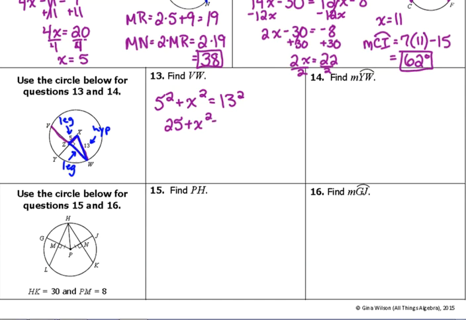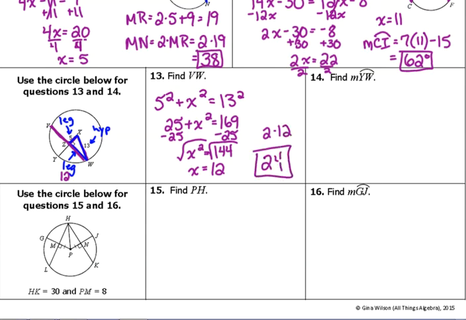25 plus x squared equals 169. Subtract the 25, x squared is equal to 144. Square root. X is equal to 12. We didn't want x, that missing leg. What did we really want? VW, that leg is 12. VW is 2 times that leg. 24 is what we're really looking for there.